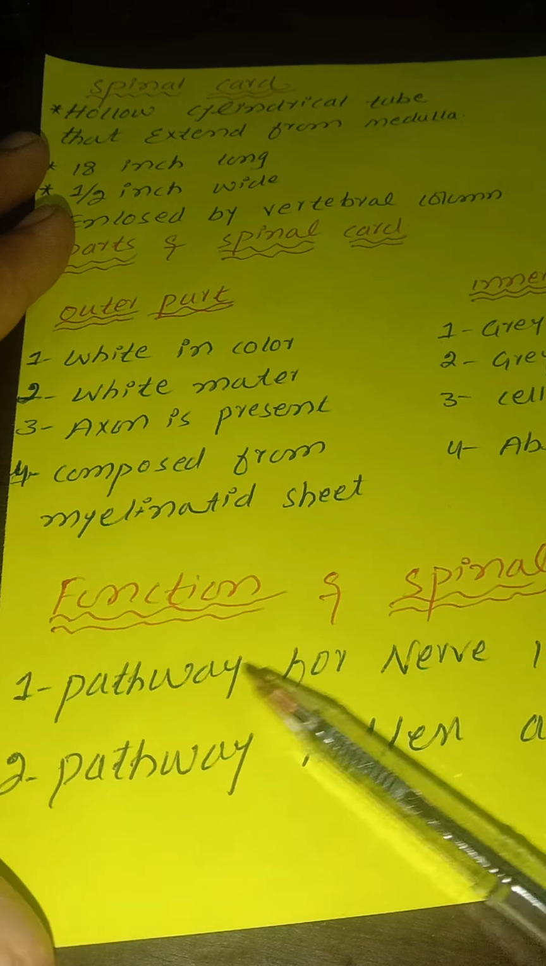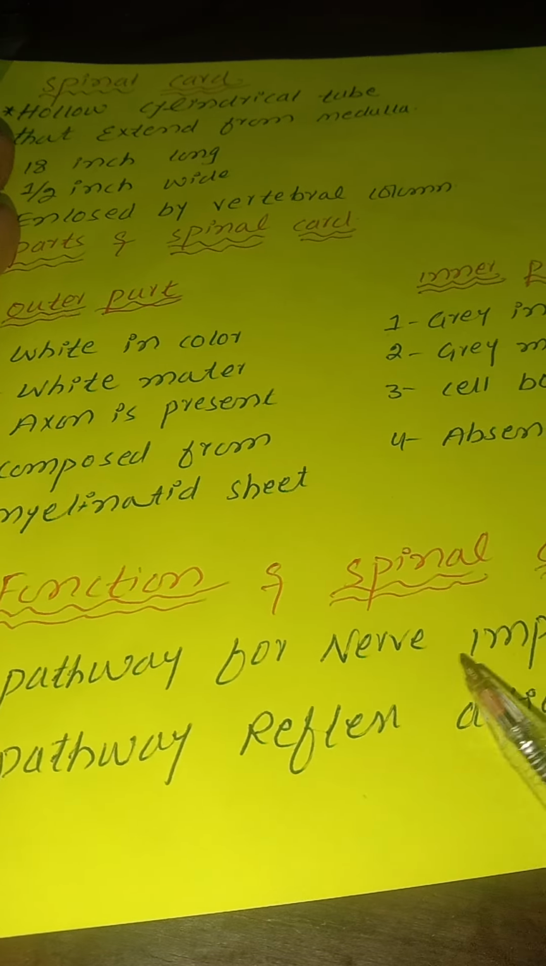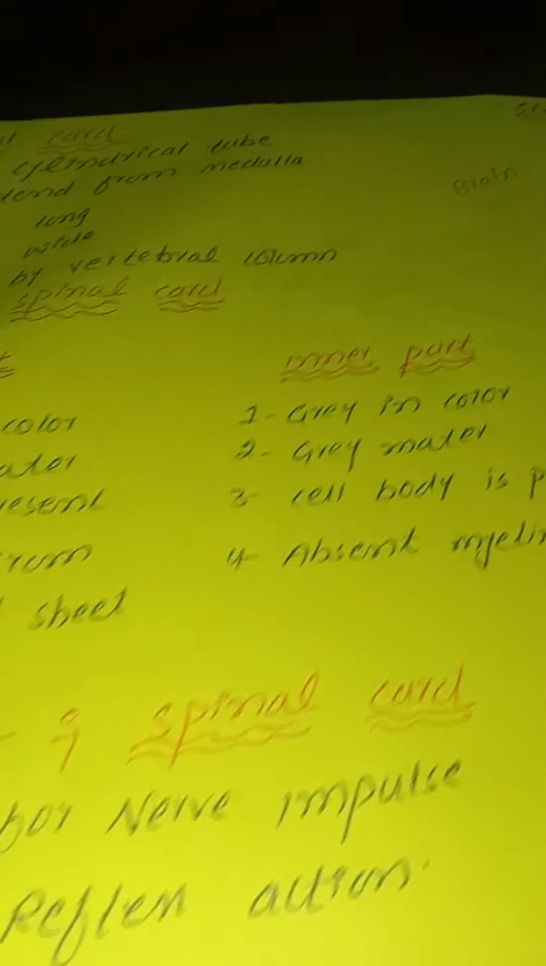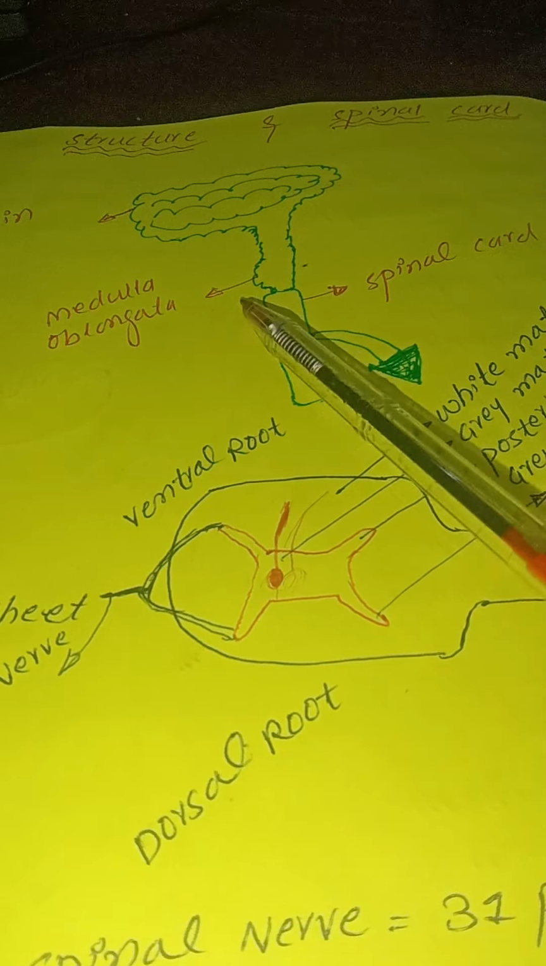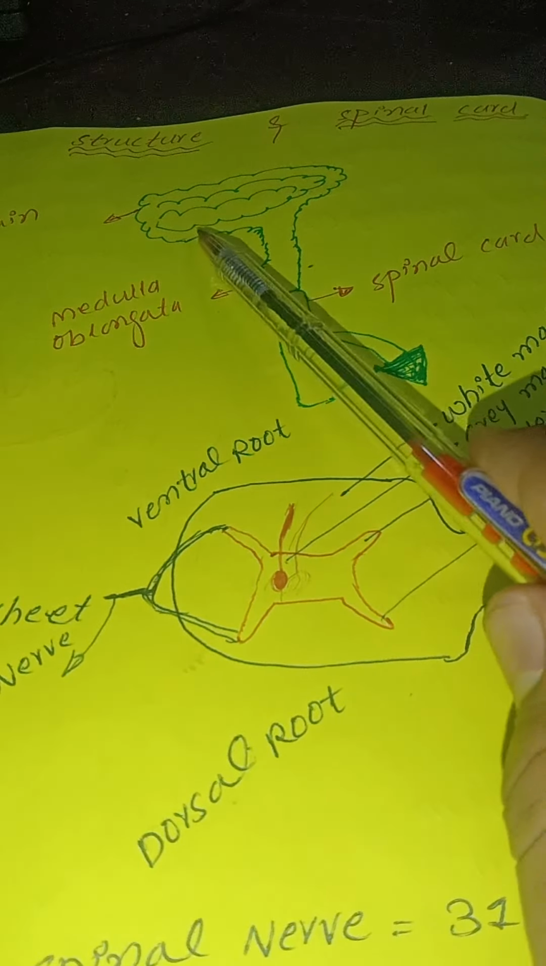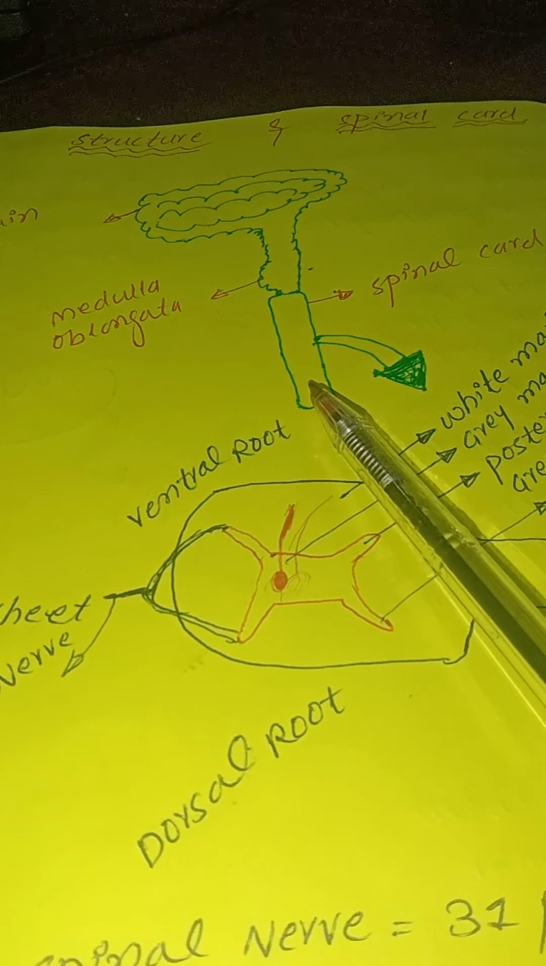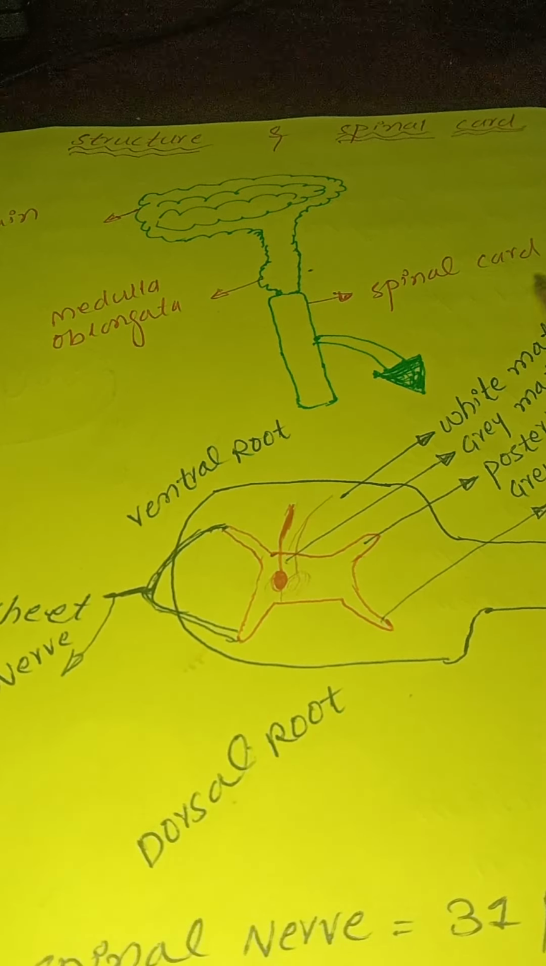Function of the spinal cord: it is the pathway for nerve impulses and the pathway for reflex actions. Now let's see the structure of the spinal cord. You can see this is the spinal cord. This is the brain and this is the medulla. The extension from the medulla, this whole tube, is called the spinal cord.